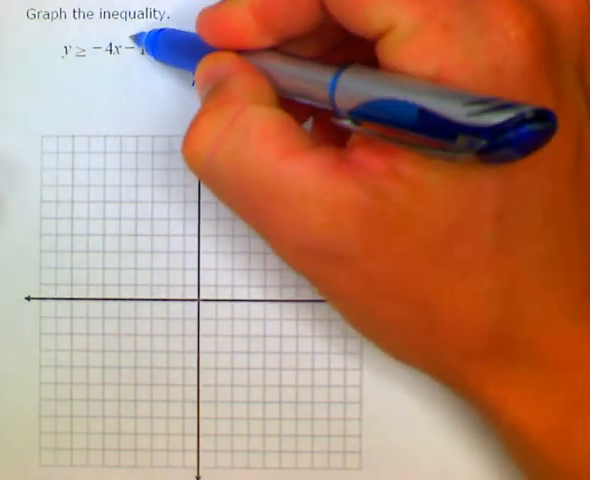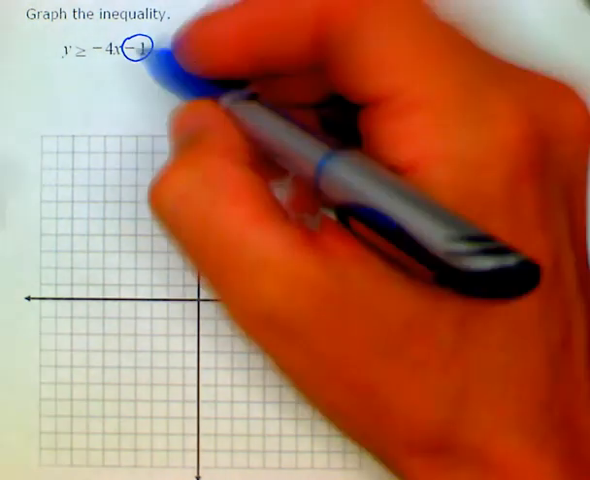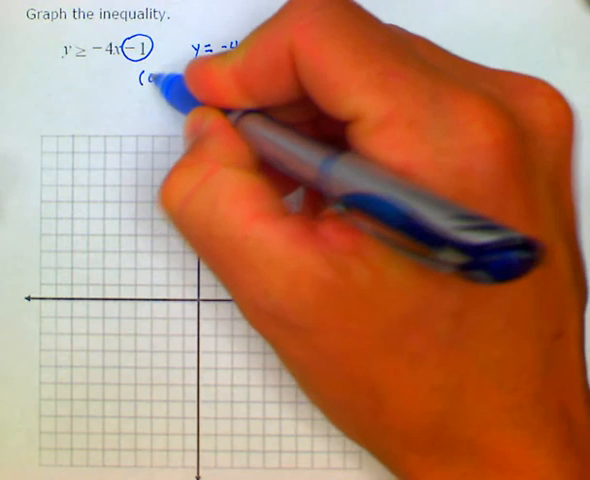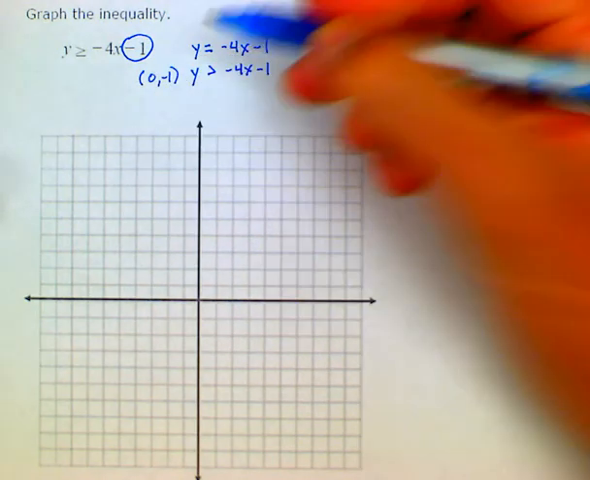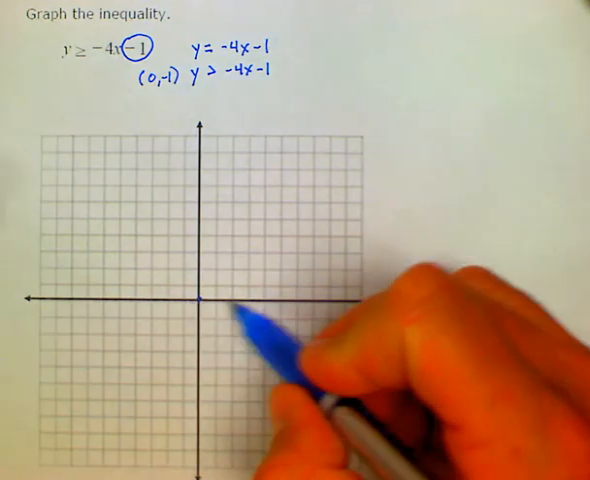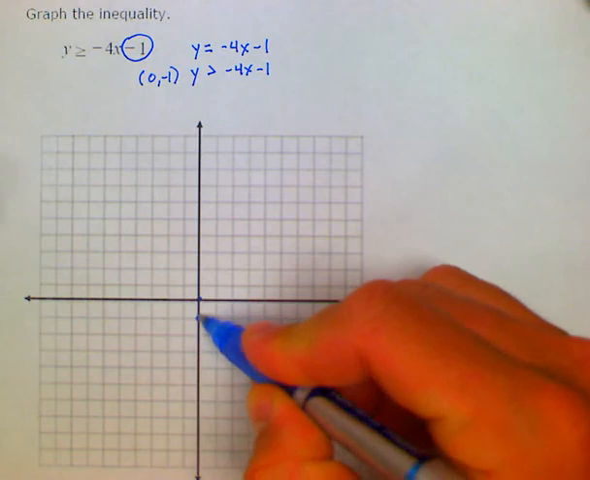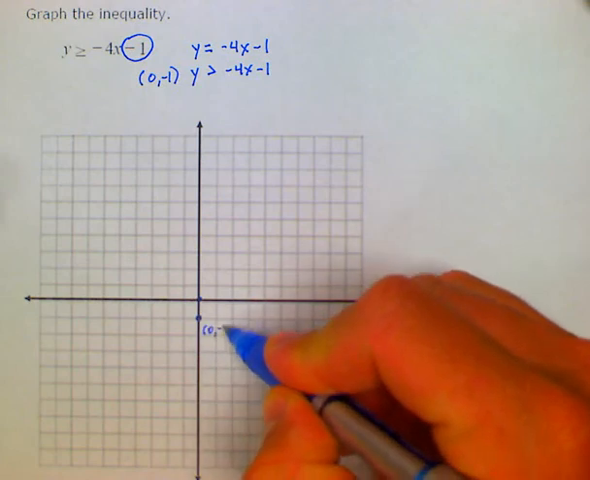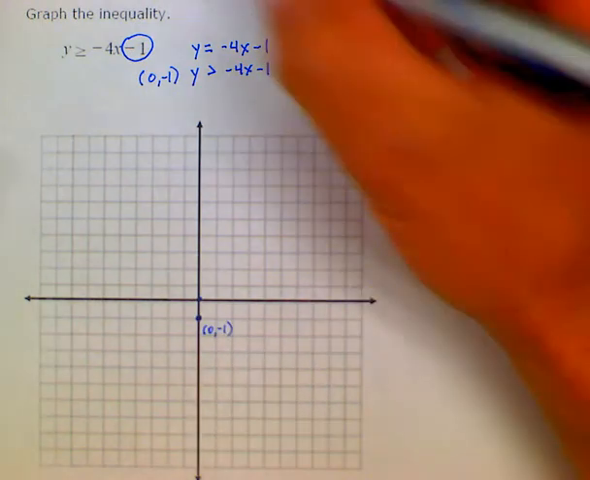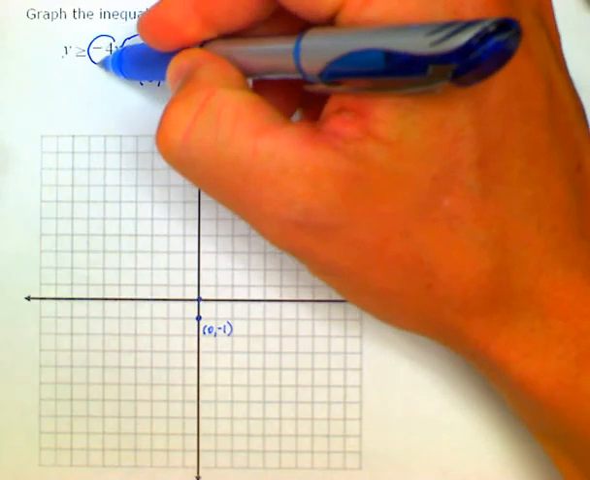which is our y-intercept, which would be written as the coordinate (0, negative 1). Starting at the origin, we go 0 horizontally and down 1, the point (0, negative 1). And from there, we can identify our slope, which is our negative 4.